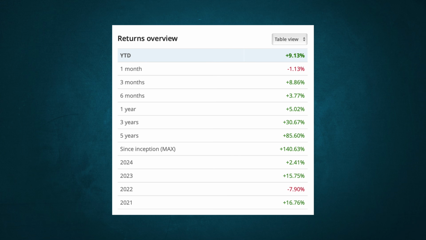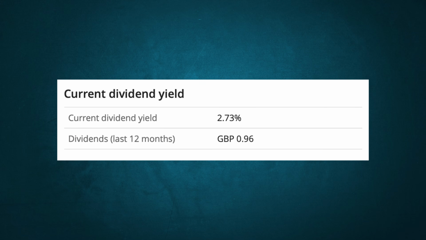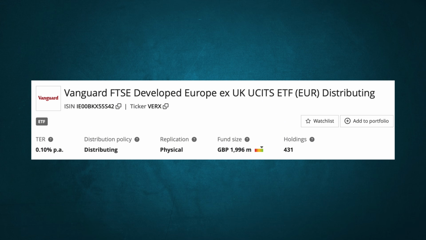The returns of this ETF have also been strong, holding at just over 85% over the past 5 years, which means around 17% increase per year. This too is helped along by its healthy dividend at 2.73%. Again, another tick in the box for those investors looking for passive income. This ETF has a relatively low fee at 0.1%, again making it a good addition to our DIY global fund.